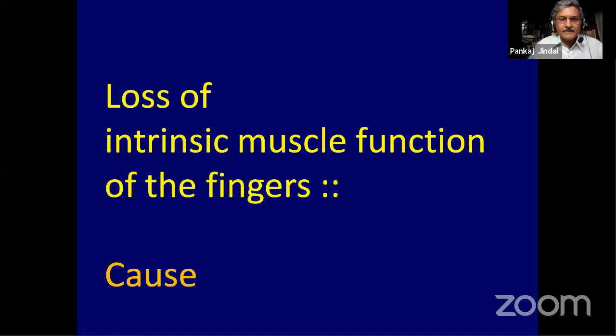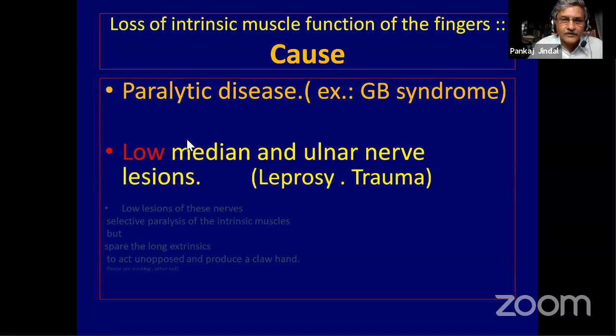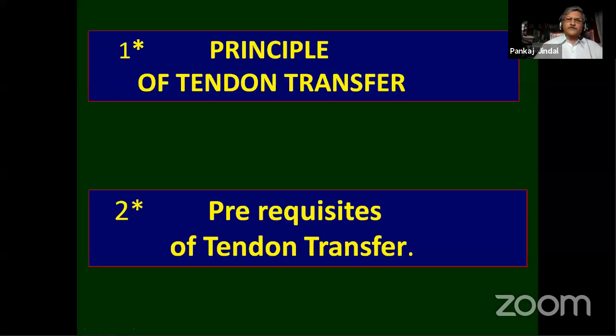And how can it happen? There are various causes, and you need to know them. A paralytic condition like Guillain-Barré syndrome, or a common condition in some parts of the country, leprosy, or trauma. These can be the various causes which lead to loss of intrinsic function of the hand. So to restore function, you need to know certain principles and prerequisites for tendon transfer.